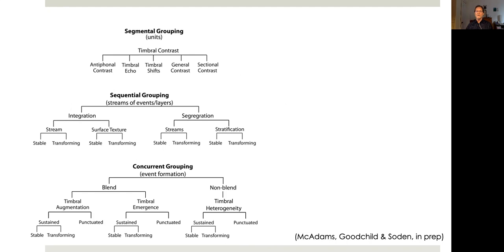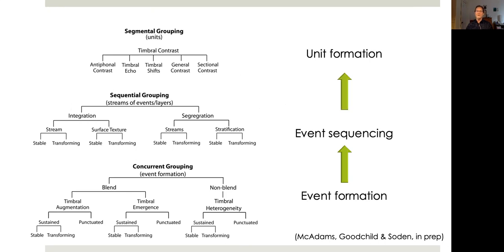So we have a kind of hierarchical structure in which events are formed that then get connected into sequences of streams, textures, and strata, which in turn get segmented at various hierarchical levels into musical units.